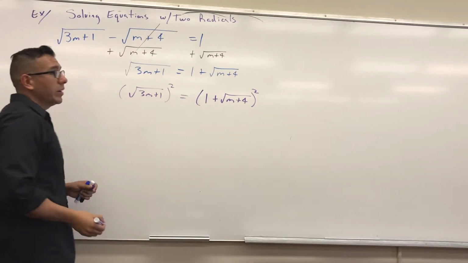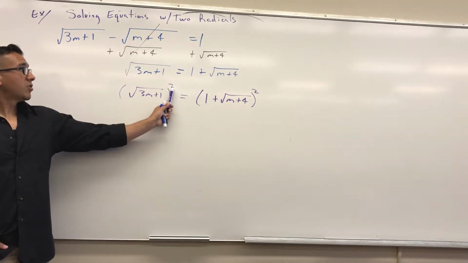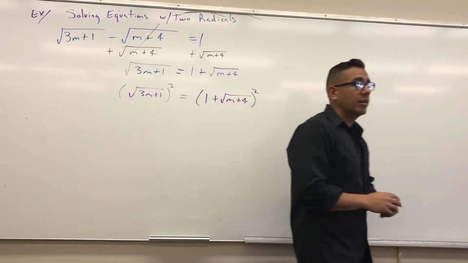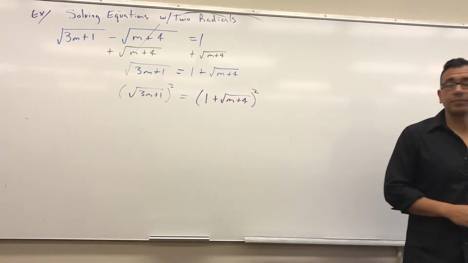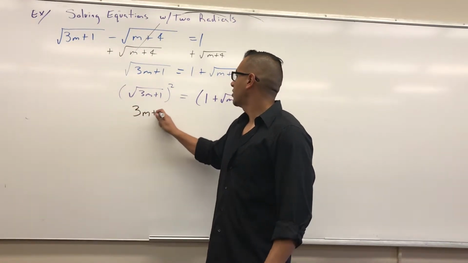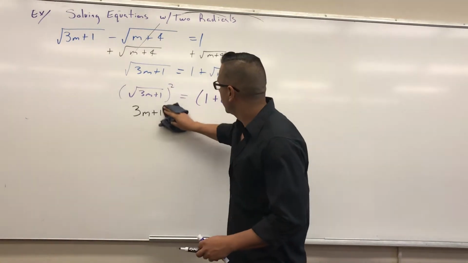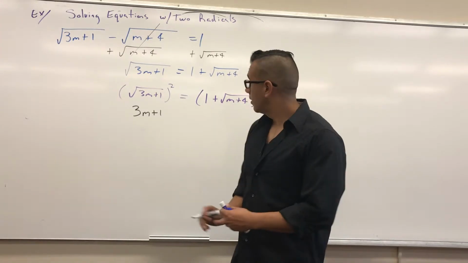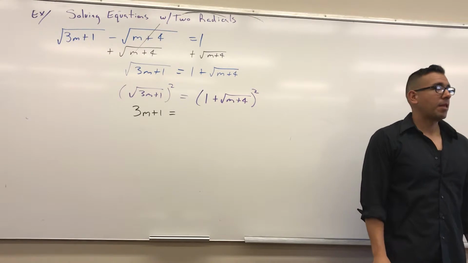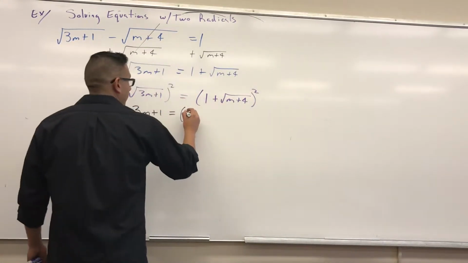And remember, when you square both sides, what's going to happen is the square and the square root, they're going to cancel each other out. So that's why we did that. All right, so you're left with 3m plus 1. I don't need parentheses anymore, that's good. 3m plus 1, that's equal to, how many copies of this am I going to have? 2.